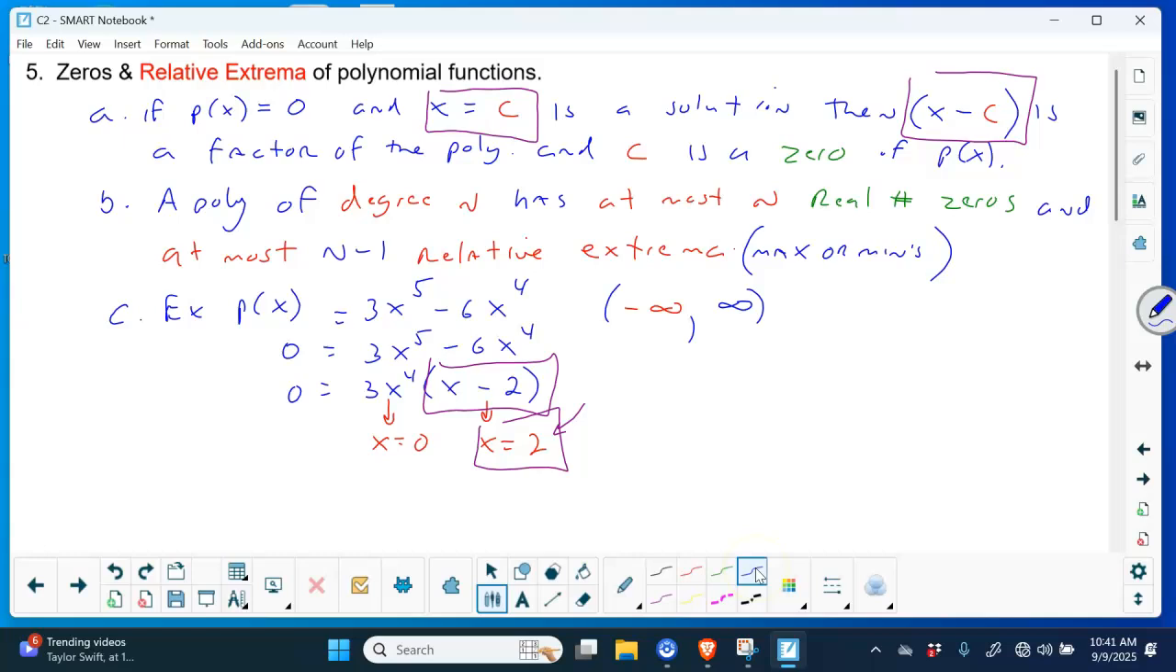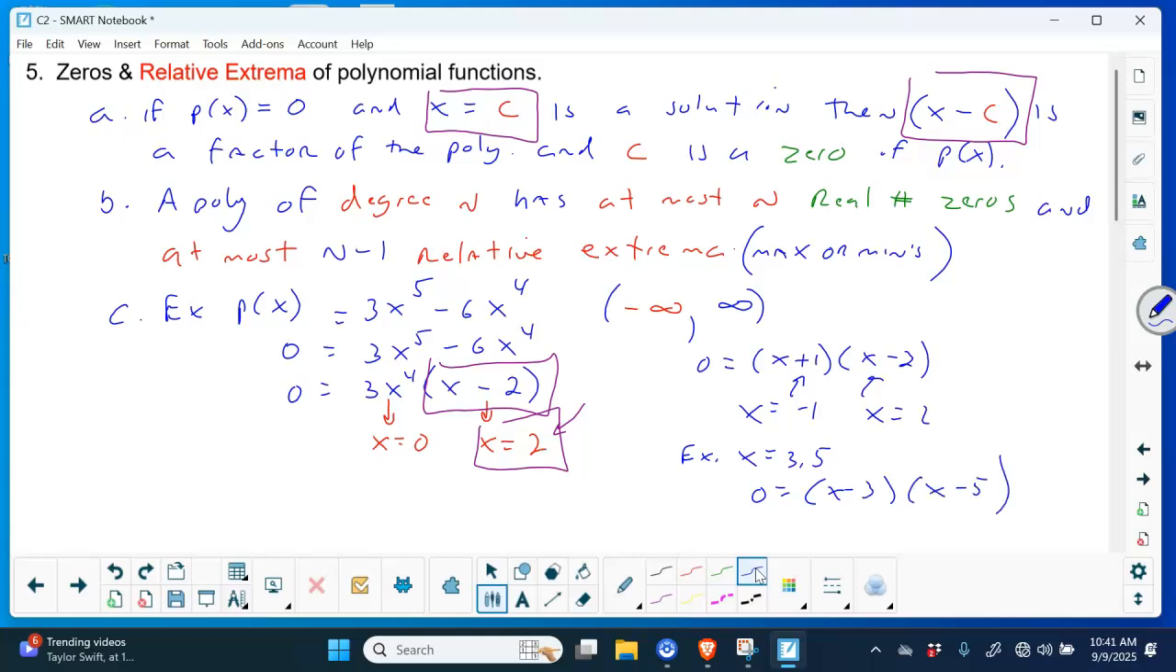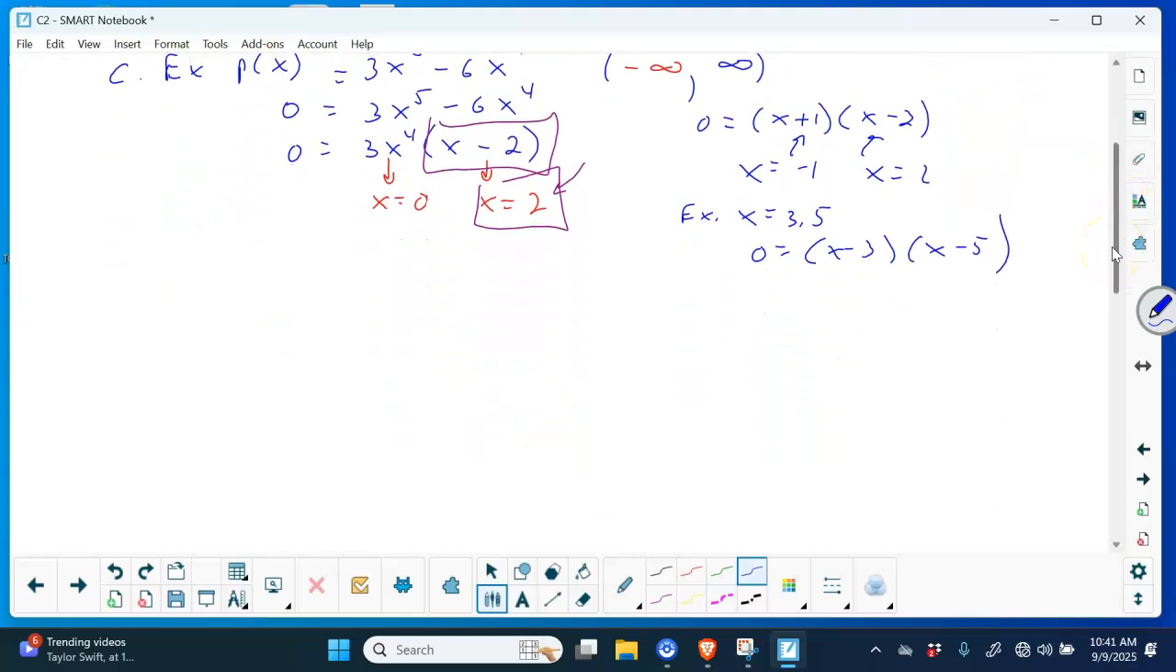Here, let me give you one more quick example. If I had 0 equals x plus 1 times x minus 2, my zeros are negative 1 and 2. Therefore, I know I had those factors. Or let's say it this way. Let's suppose I had an example where my zeros were 3 and 5. Well, I know this must have been an x minus 3 times an x minus 5 to give me those zeros. That's all that first part is saying, okay? But that's important. Okay, D.